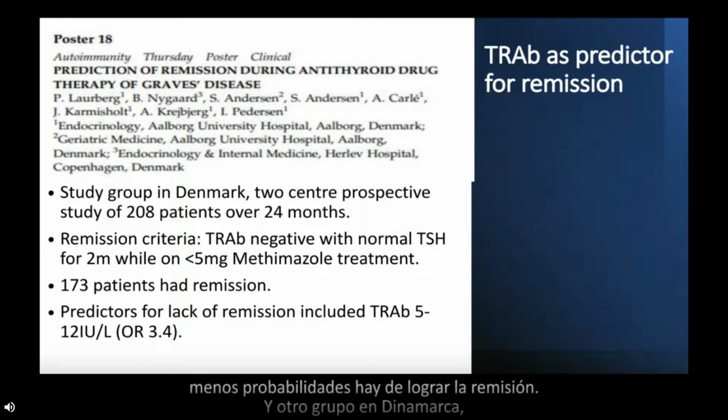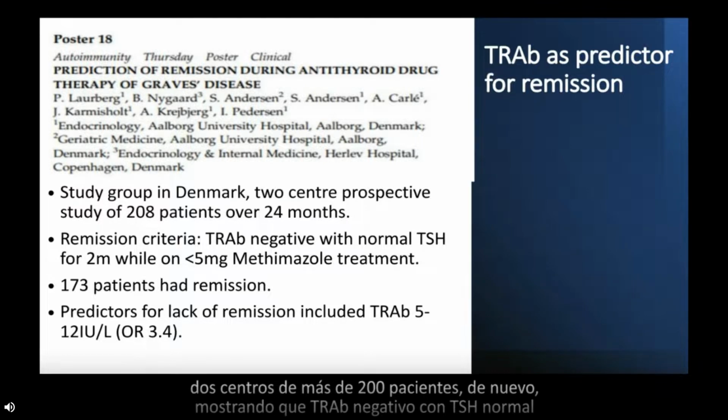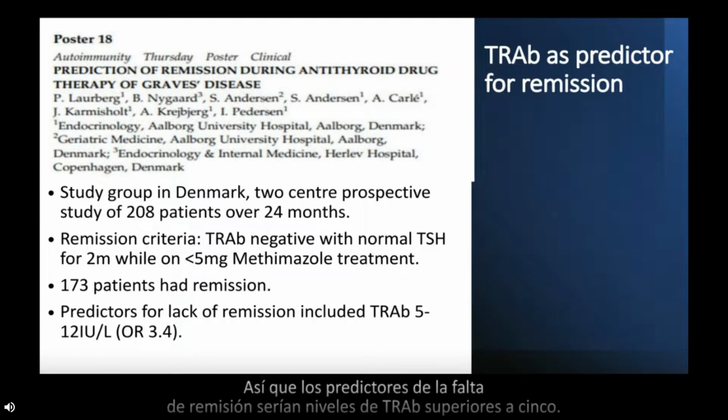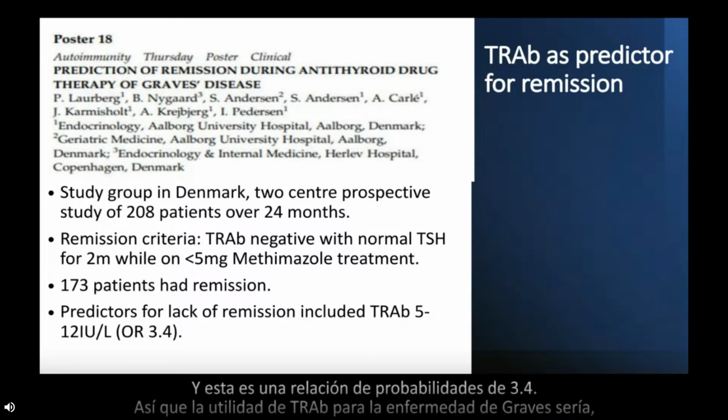And another group in Denmark, 2 centers over 200 patients, again showing that TRAB negative with normal TSH for 2 months with 5 milligrams of methimazole would be the control group. So the predictors for lack of remission would be TRAB levels more than 5. And this is an odds ratio of 3.4.